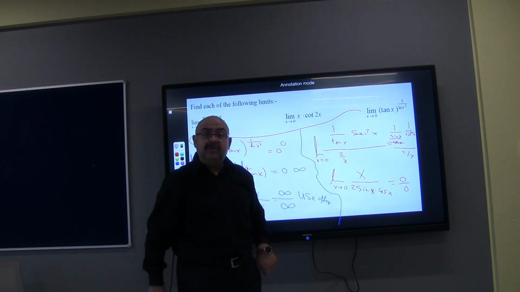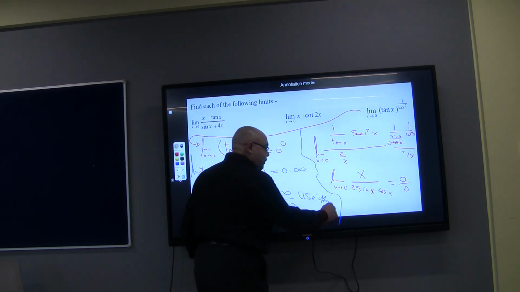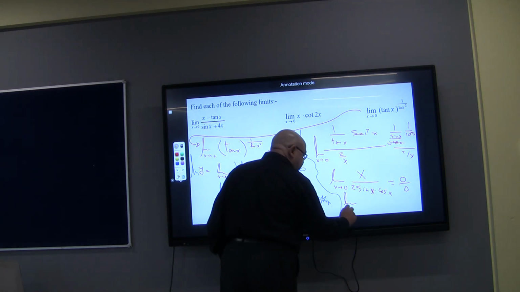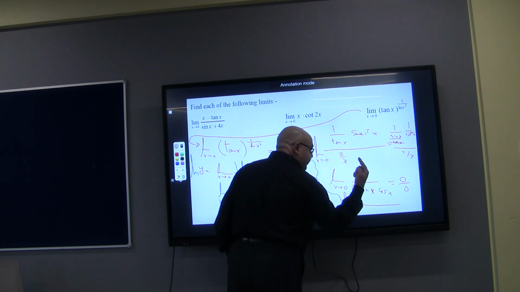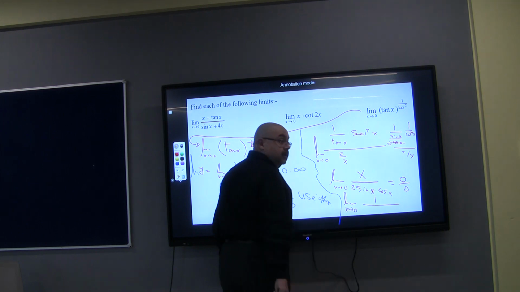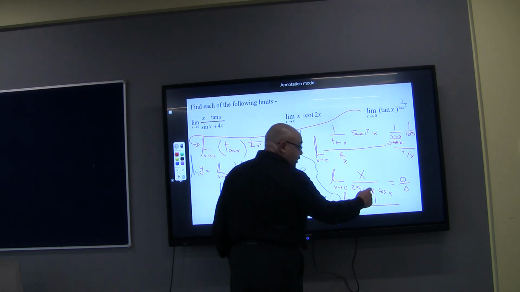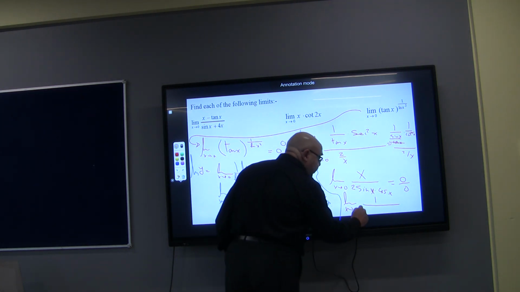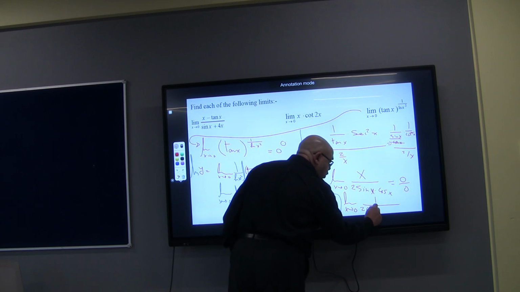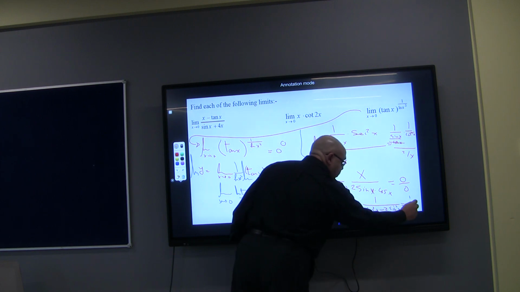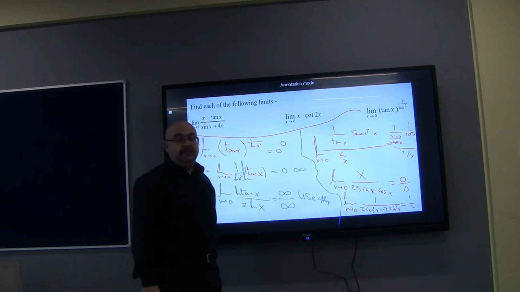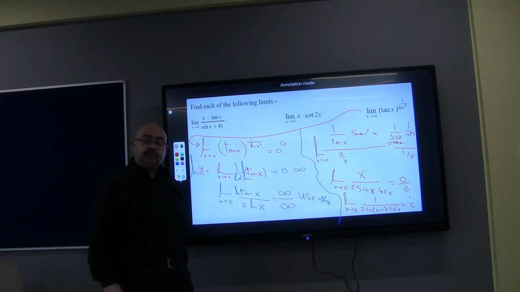Use L'Hopital once more. When I apply L'Hopital again, it will be the limit as x tends to 0. Look with me, the derivative of x is 1, and the derivative of sin x cosine x, once you find the derivative, is going to be cosine squared x minus sine squared x, so you will end up having 2 of cosine squared x minus 2 of sine squared x, which is going to be 1 over 2. If you substitute, you get 1 over 2.